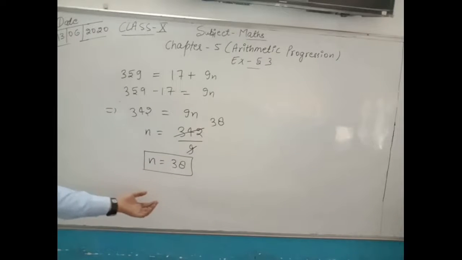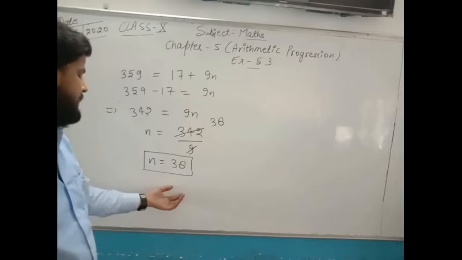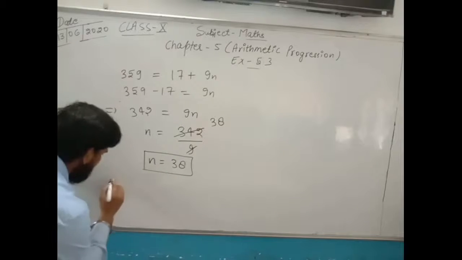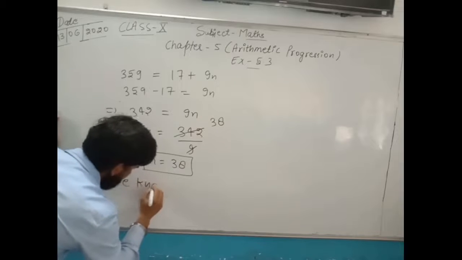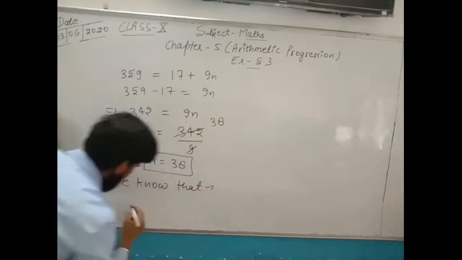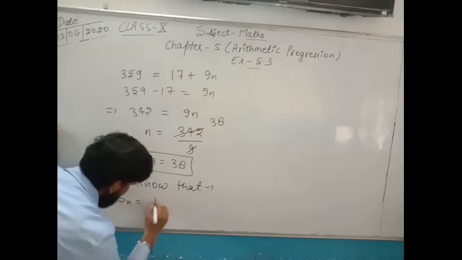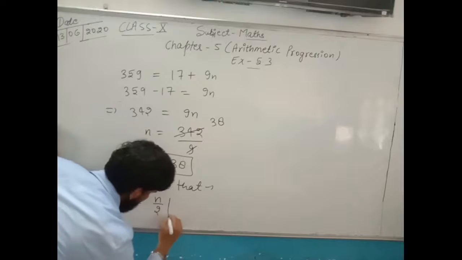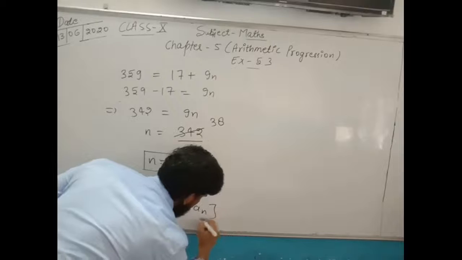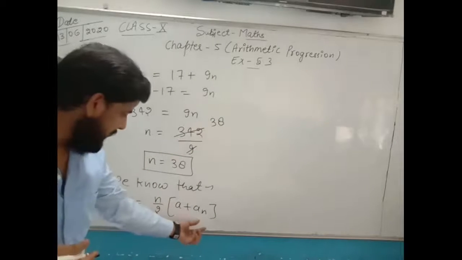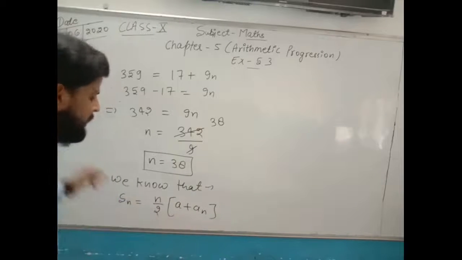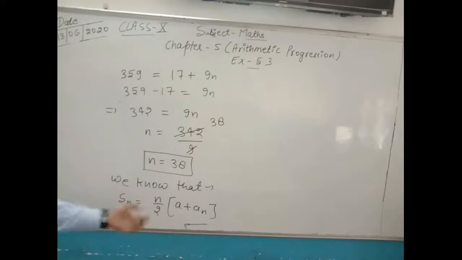Now we got the value of n, and we have to also calculate S38. Okay, so we know that now we will use the next formula. Sn is equal to n upon 2, a plus an. क्वेश्चन में हमको a और an गिवन है, तो इसलिए हम a प्लस an वाला फॉर्मूला यूज करेंगे, जिससे जो कैलकुलेशन है वो हमारे यहाँ पे शॉर्ट हो जाएगी.